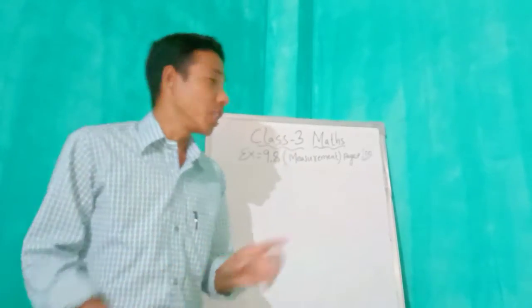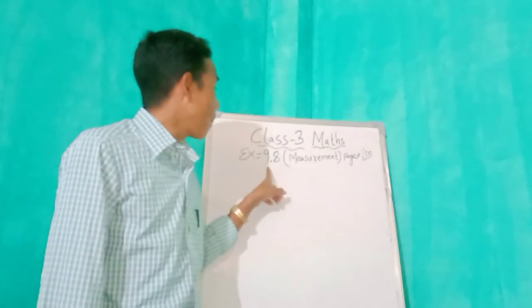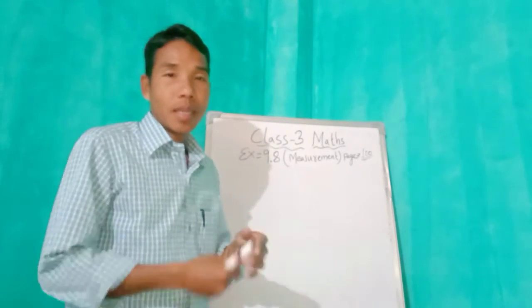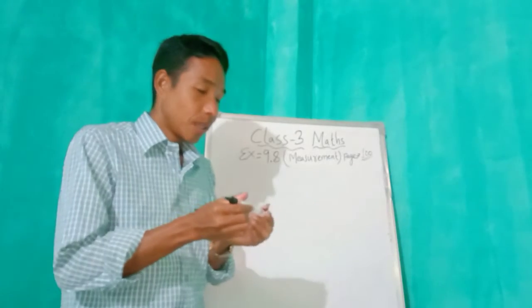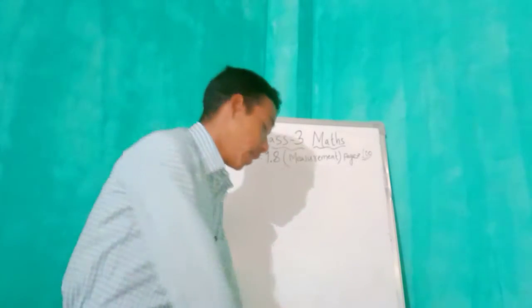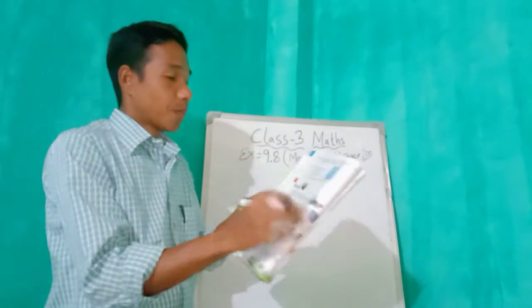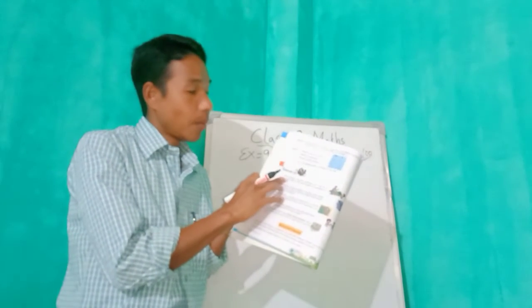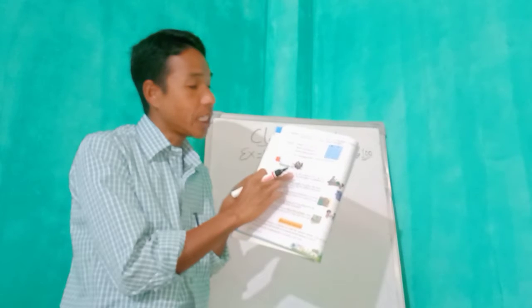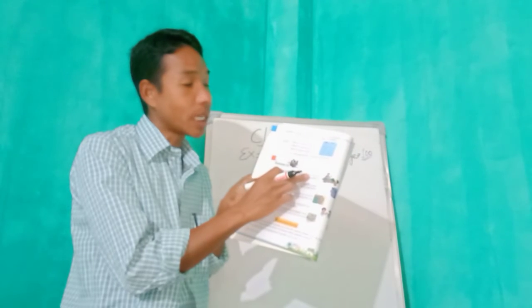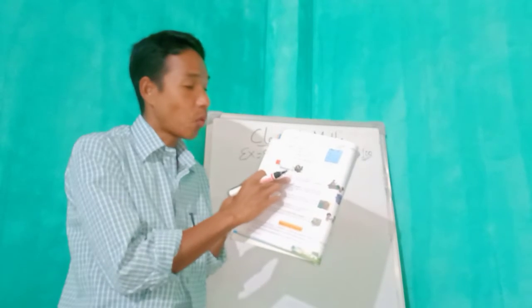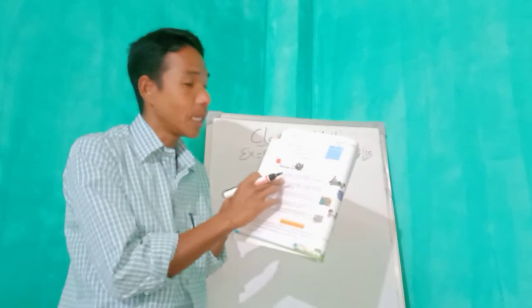Okay, so today I am going to teach exercise 9.8, page number 100. Is everyone ready? Okay. See exercise 9.8, what is written here? Number 1, Sohan bought 2 kg 50 gram potatoes and 1 kg 225 gram tomatoes. So what is the total weight of vegetables he bought?